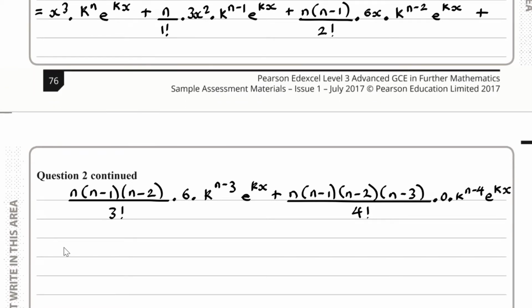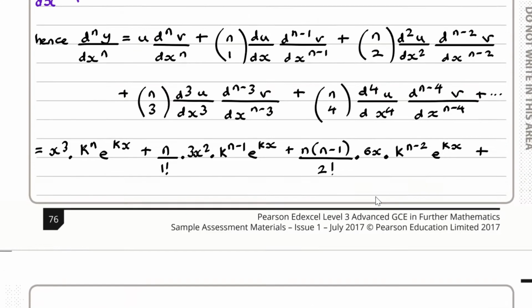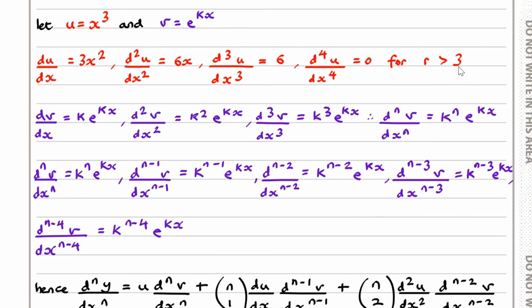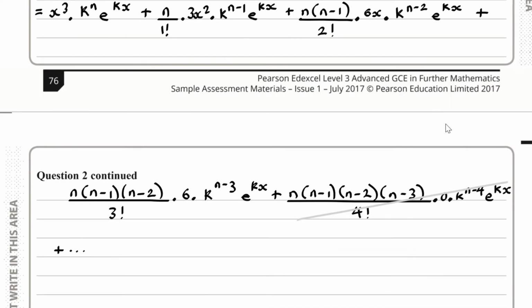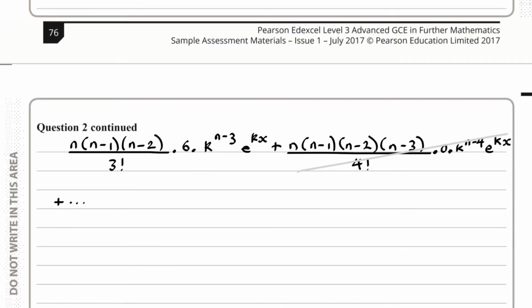And we can carry on, but there's no point because this term will disappear and every term after it will disappear because of this statement here, that for r being greater than 3, the derivatives will all equal 0. So hopefully that makes sense. So the remaining terms disappear. Let's just write that down. So note the remaining terms disappear.